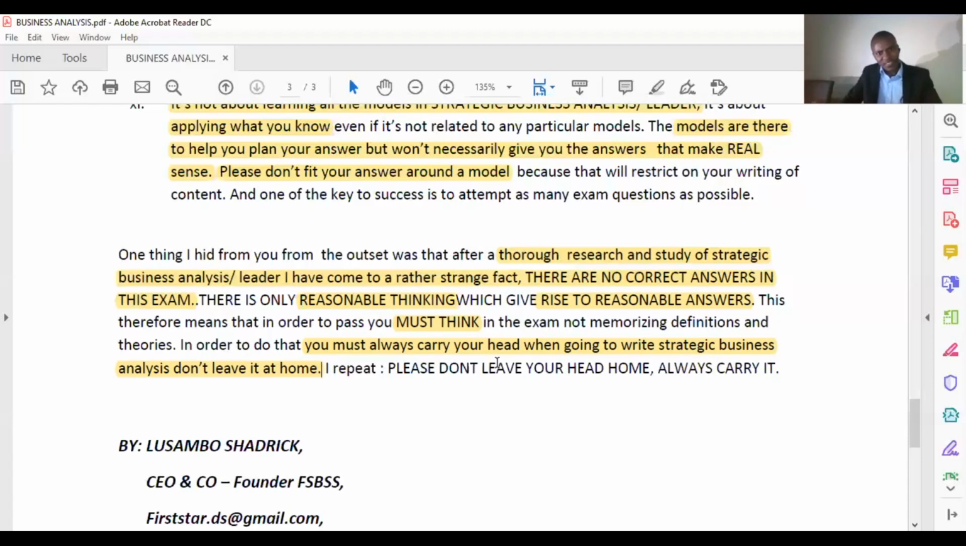Don't memorize answers, because they are not the answers the examiner wants you to put in the actual exam. Each exam for Strategic Business Analysis or Business Leader is very, very unique. So these are some of the few points that I thought I should share with you.